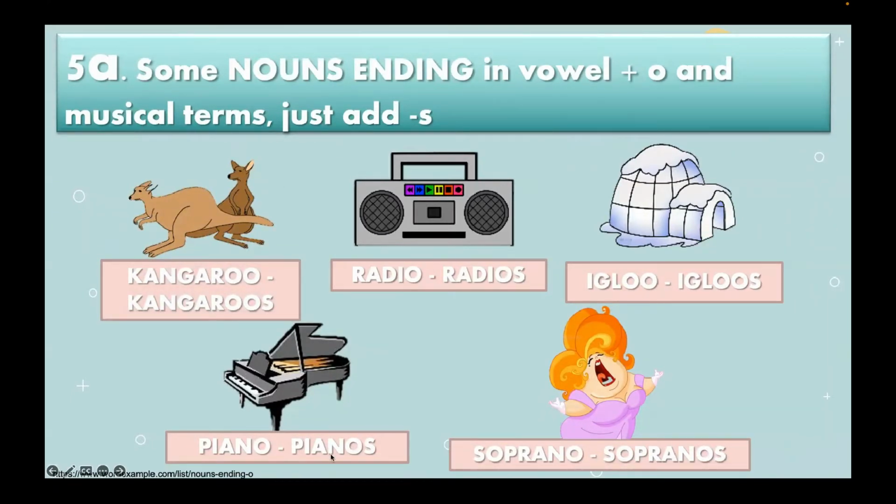So, even though these are consonant plus O, since it is a musical term, remember we just add S. But for those ending in a vowel plus O, like kangaroo, just simply add S. Radio, I is a vowel, and igloo, also O is preceded by a vowel, so all you have to do is just simply add S.